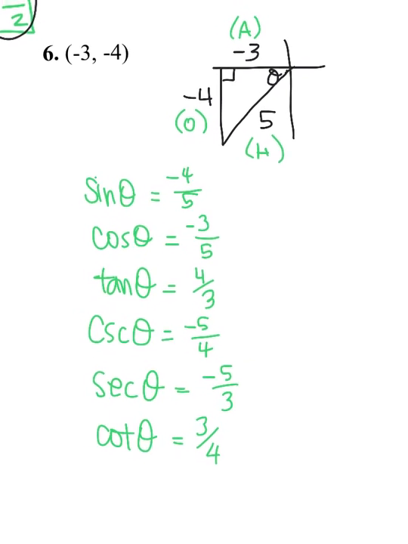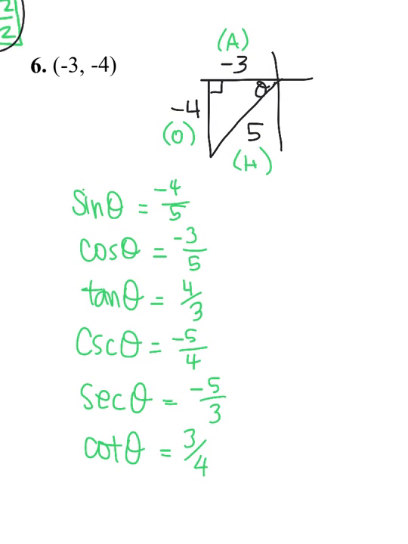And lastly, number 6, we have sine of theta is equal to negative 4 over 5. Cosine of theta is negative 3 over 5. Tangent of theta is 4 over 3. Cosecant of theta is equal to negative 5 over 4. Secant of theta is equal to negative 5 over 3. And cotangent of theta is equal to 3 over 4. All right, and that's it for this lesson.